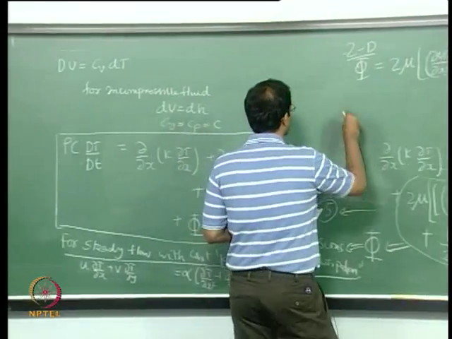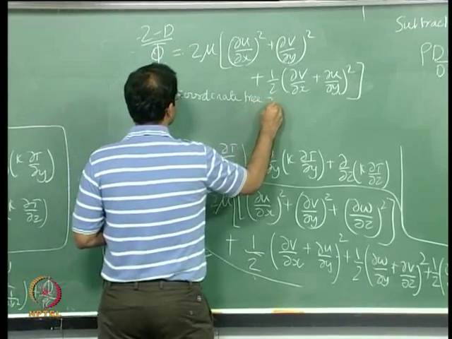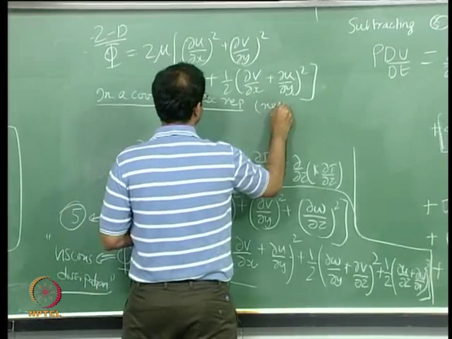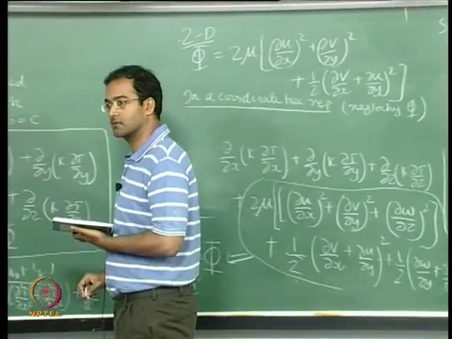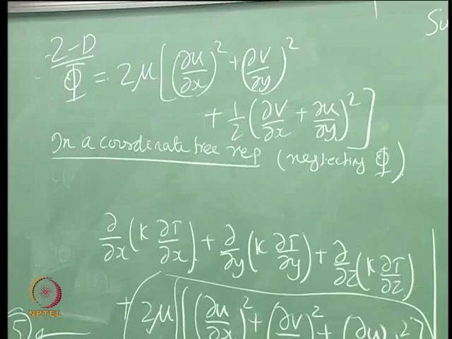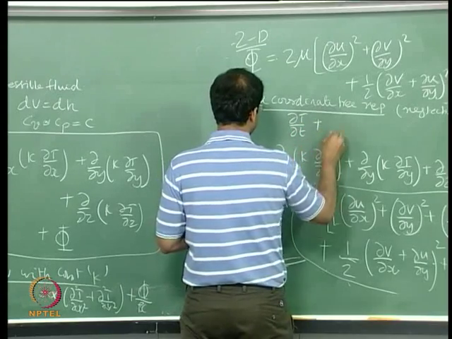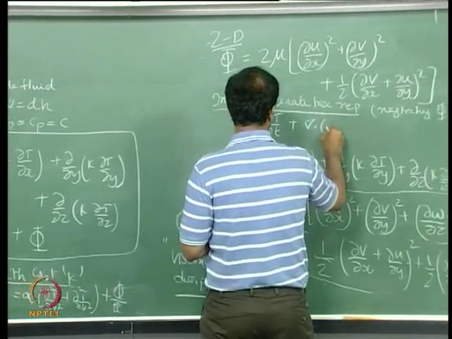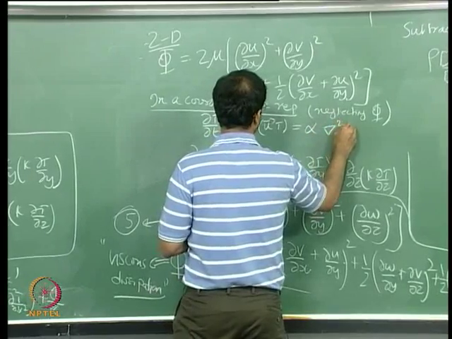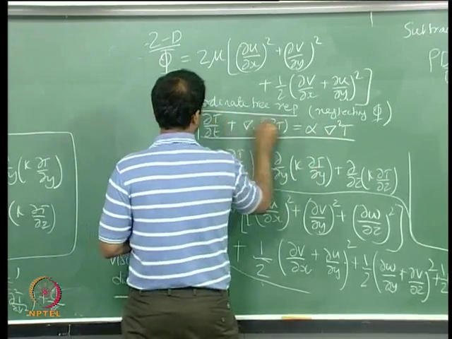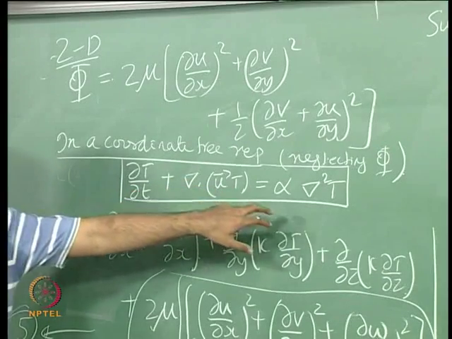In a coordinate free representation you can also do this, and suppose you neglect your viscous dissipation terms in a coordinate free representation, neglecting phi, how can you write this? Okay, so suppose you don't make a steady state approximation, but still it's unsteady. You can write this as dT by dt plus del dot u vector times the temperature, which is equal to alpha del square T. So this is my equation for temperature, right? So this is your advection term, this is your diffusion term right here.